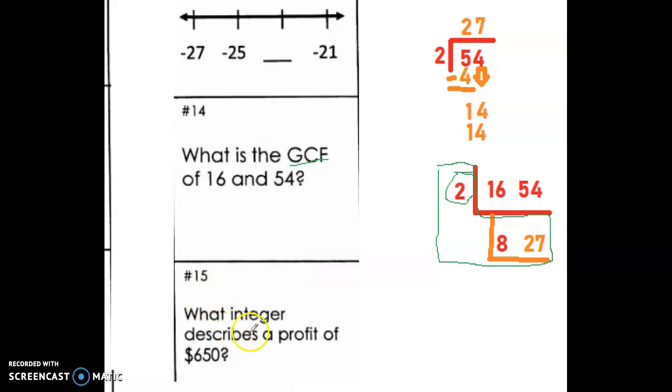The last one, what integer describes a profit of 650? A profit is a positive thing, so it's going to be a positive number. And then we have 650. How would you write that as a whole number, positive, negative, or 0? So you're just writing 650 there. It's just a tricky way of asking you that. How would you describe a profit of 650? Well, it's just 650.